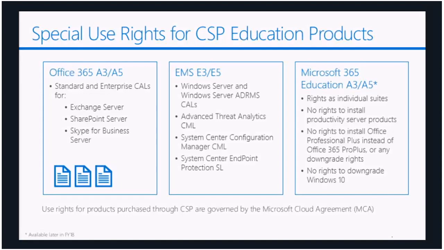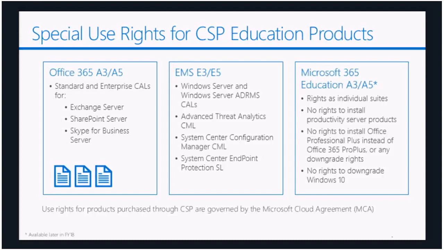With CSP, they have what they call special use rights. So they've given a sort of nod to some of the things that you might need to complete the picture in licensing terms, and this is what they can offer. So if you buy Office 365, then you'll get the CALs that relate to the productivity servers, such as Exchange, SharePoint, or Skype for Business, if you're still using any of those. And then EMS, because EMS is more related to security and device management tooling. Then again, the CALs that they offer for on-premise are around those sort of things.